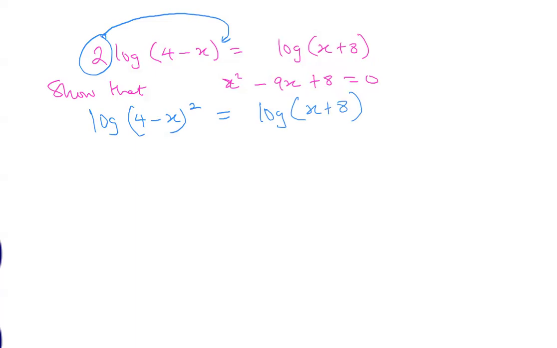They're done with the first point. Because both of them are the same log, you can just equate them together. 4 minus x all squared equals x plus 8.